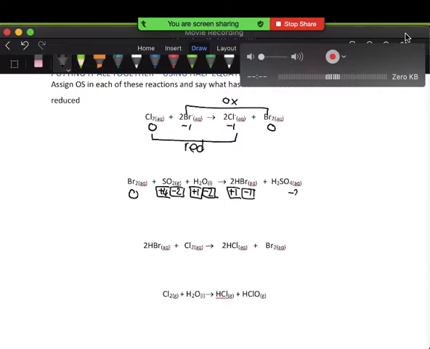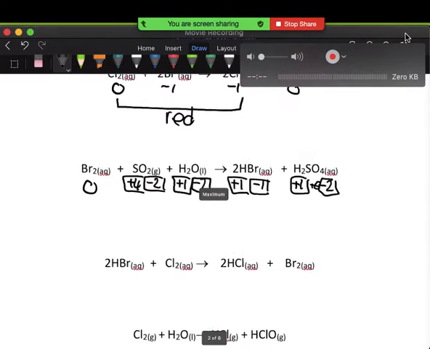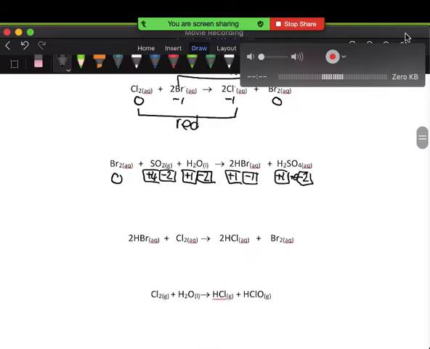Here for your sulfate, -2, hydrogen +1, and your sulfur in here +6. So then when you look at it, it is going from +4 to +6 for your sulfur. So that is your oxidation, and your reduction is going from 0 to -1 for your bromine.